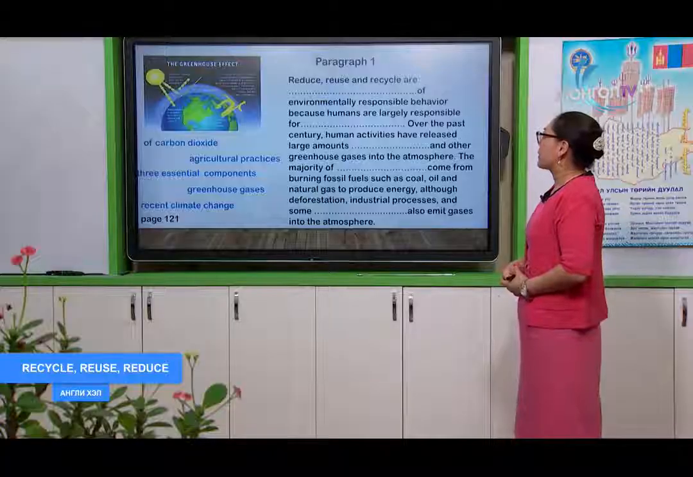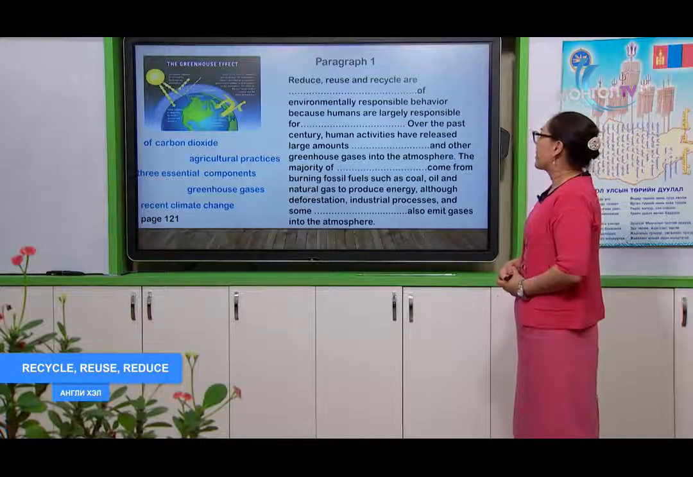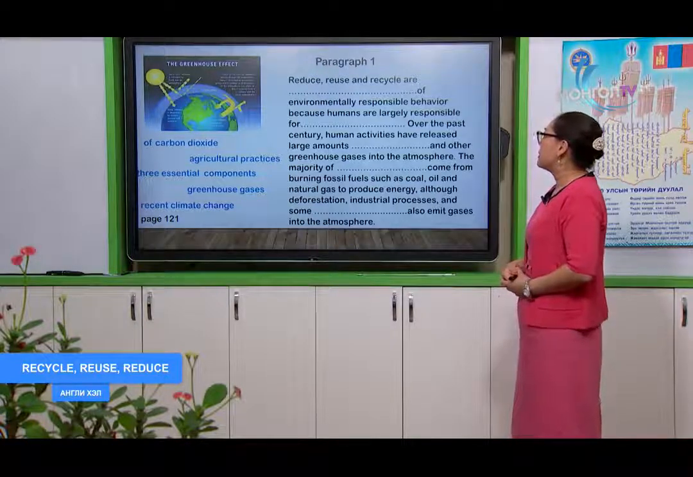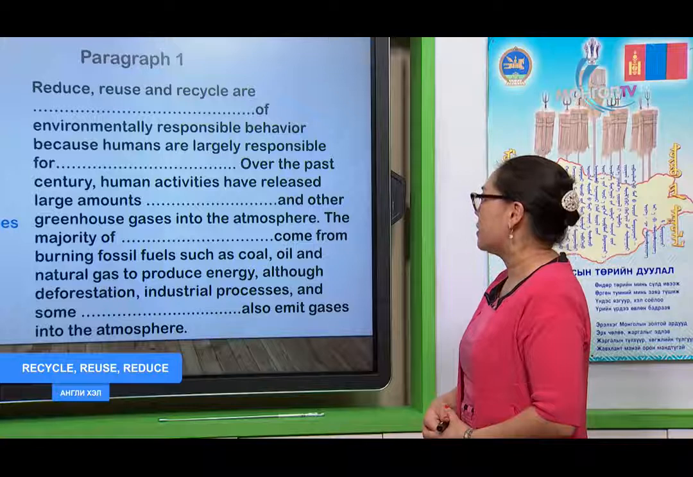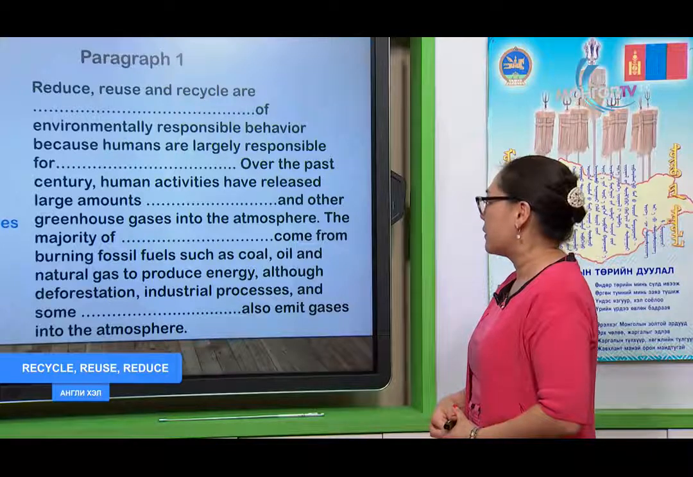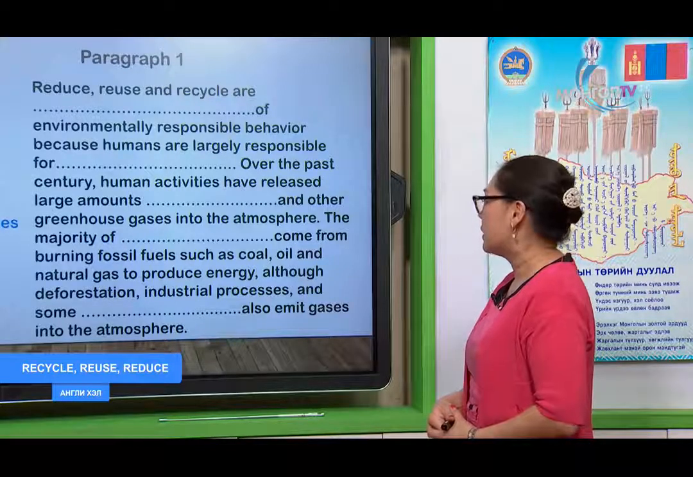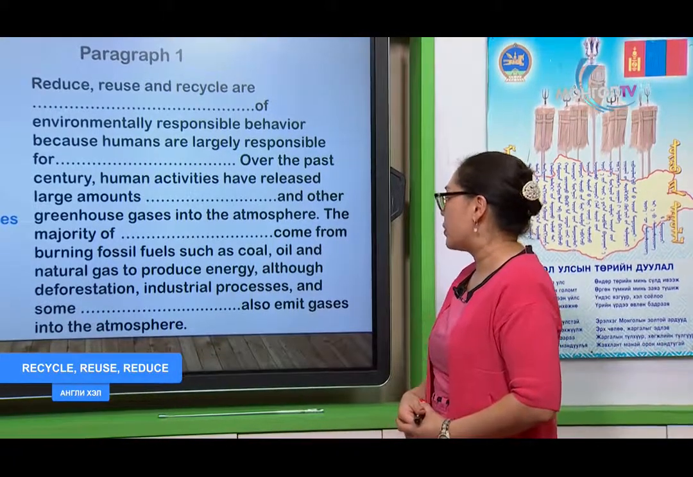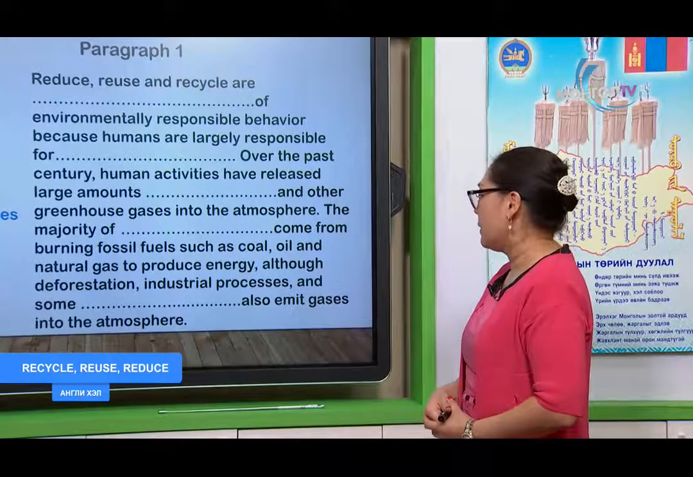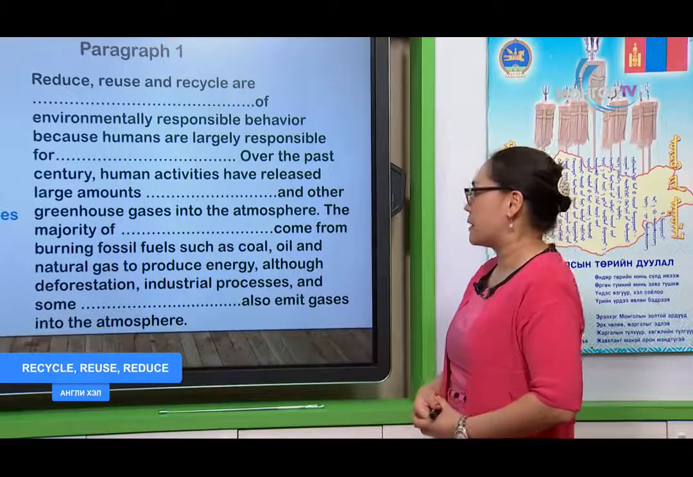Let's read now. Reduce, reuse and recycle are blank of environmentally responsible behavior because humans are largely responsible for blank. Over the past century, human activities have released large amounts of blank and other greenhouse gases into the atmosphere. The majority of blank comes from burning fossil fuels such as coal, oil, and natural gas to produce energy, although deforestation, industrial processes, and some blank also emit gases into the atmosphere.